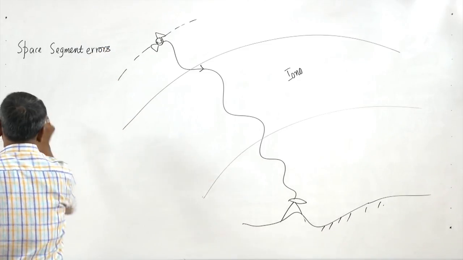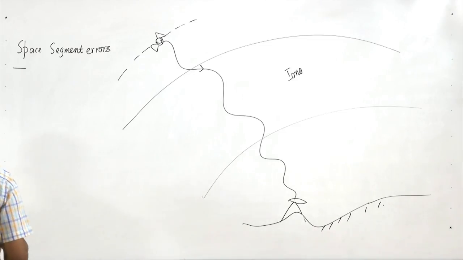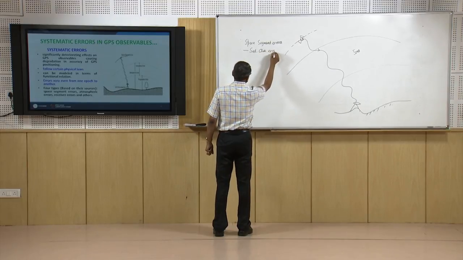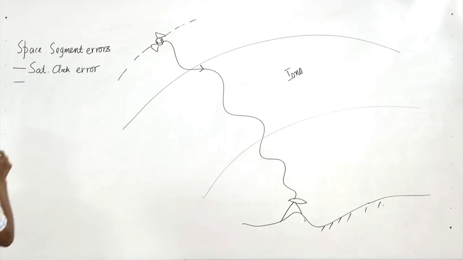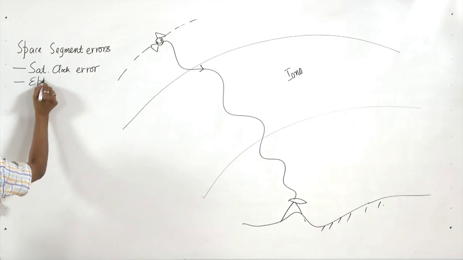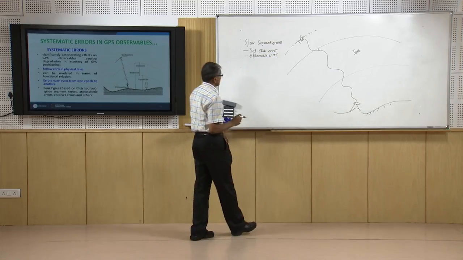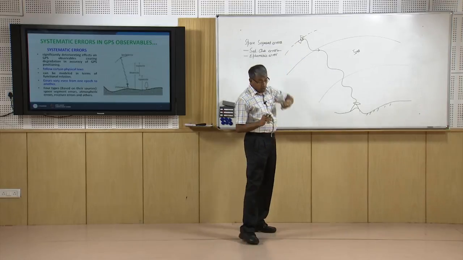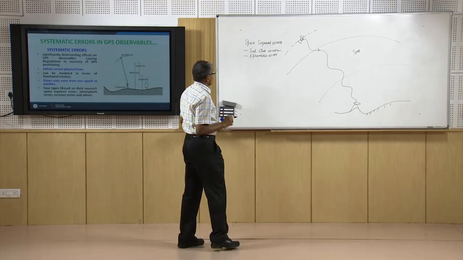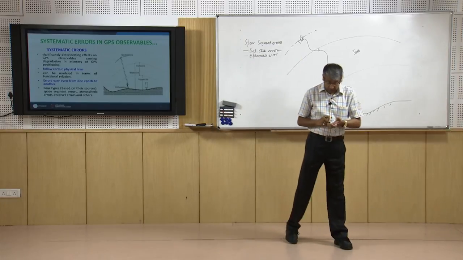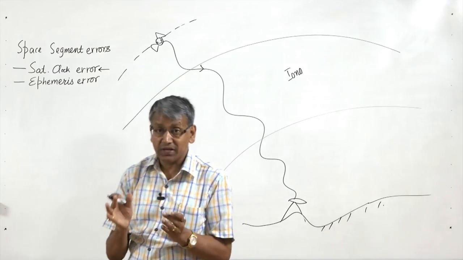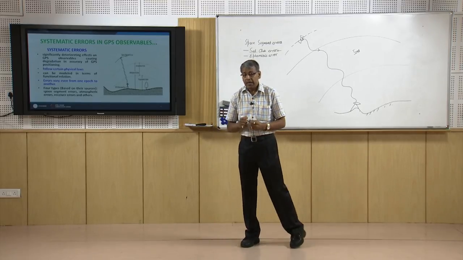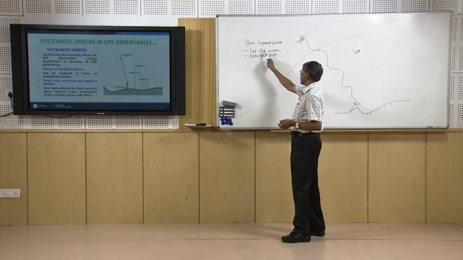There are four types. These are satellite clock error, then ephemeris error. Satellite clock error, as the name itself says, is the error related to the clock of the satellite. Any GPS satellite makes use of some atomic standard, and there may be a lag in synchronization of the atomic standard with the GPS system time, and that is what is called satellite clock error.